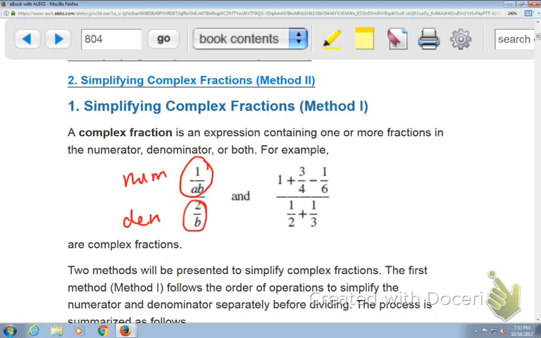Now, am I dividing a single fraction by a single fraction? We've seen that before, right? Wink, wink, nudge, nudge. However, in the case next door, what's my numerator?